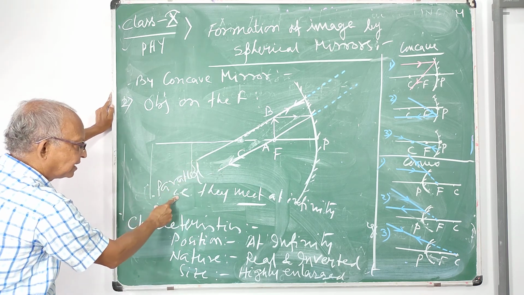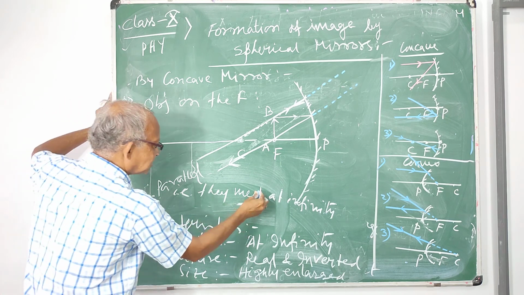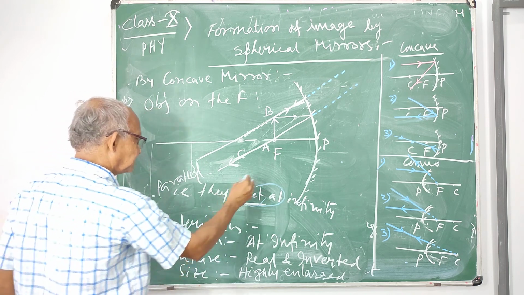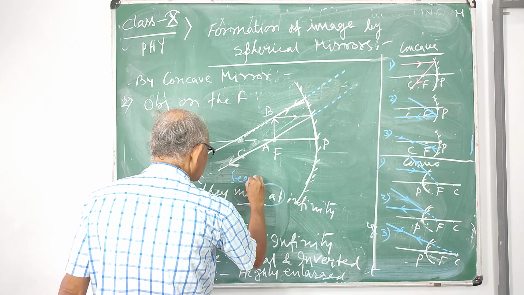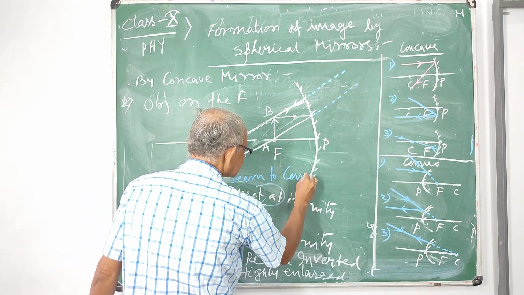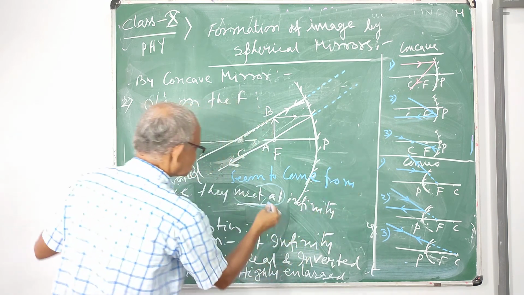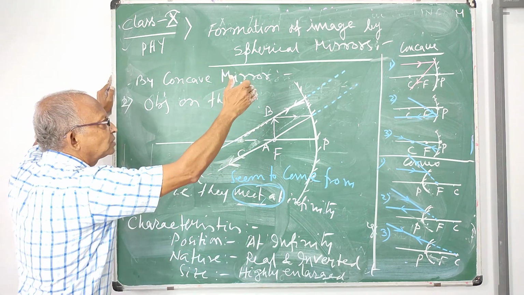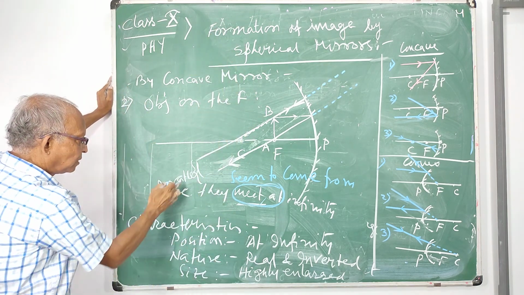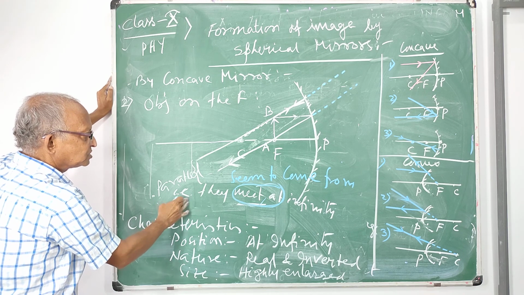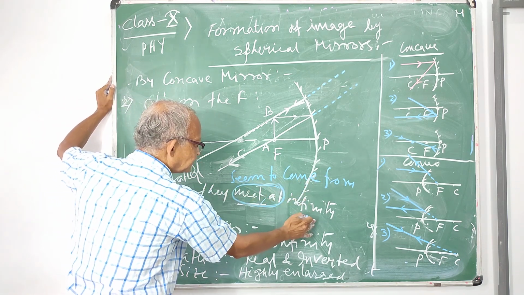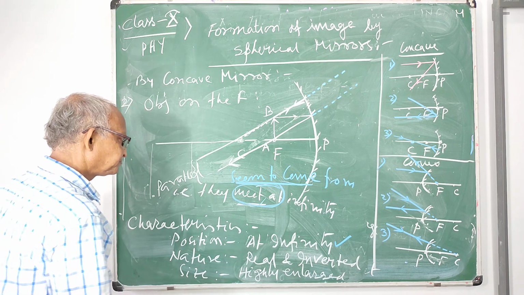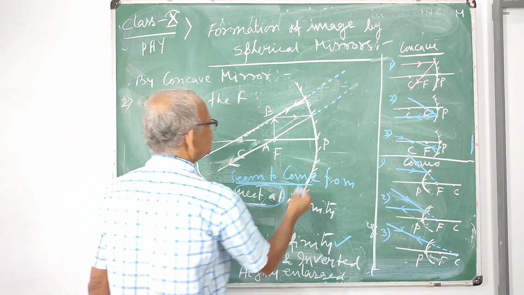Check this place. If someone draws the diagram in this way, the rays produced behind are the source. Then what? The reflected rays are parallel. So naturally, the reflected rays seem to come from infinity. So what will be your result? The position is at infinity. Now, real and inverted, what will be there?